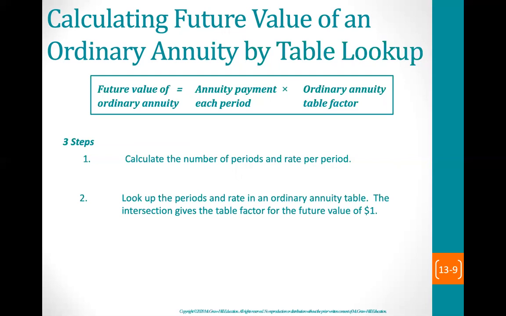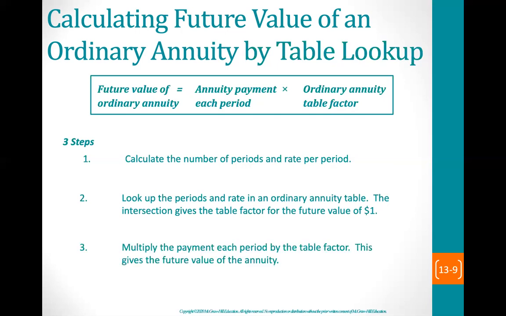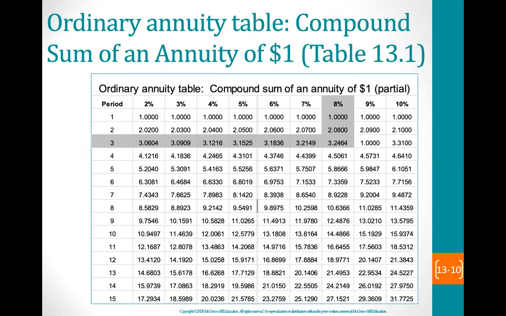Look up the periods and rate in the ordinary annuity table. The intersection gives the table factor for the future value of $1. Multiply the payment each period by the table factor to give you the future value of the annuity. So this is the table. It's been reproduced here for you. So remember, we had 3 periods at 8% because it was annually. So our table lookup is 3.2464.